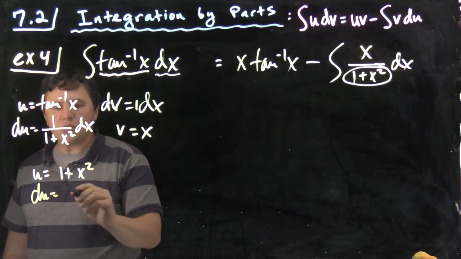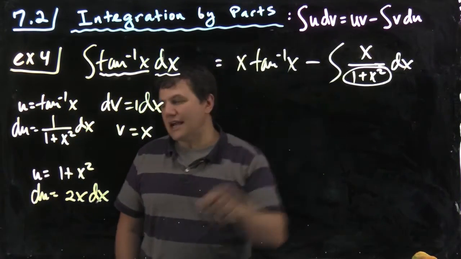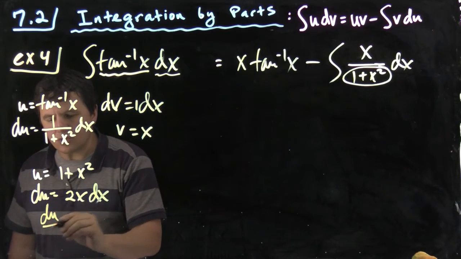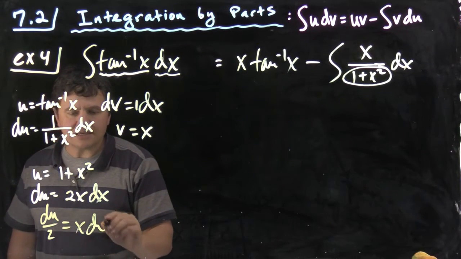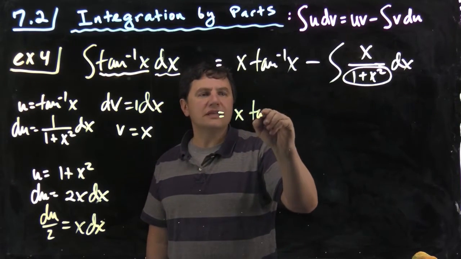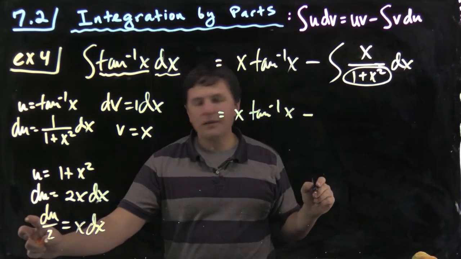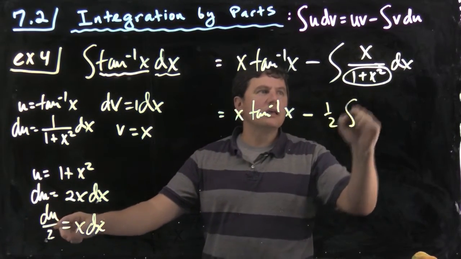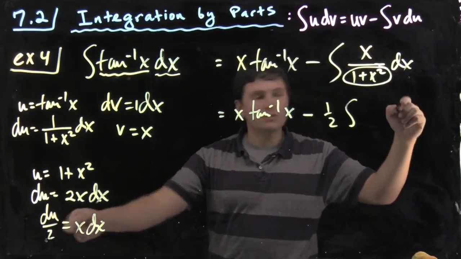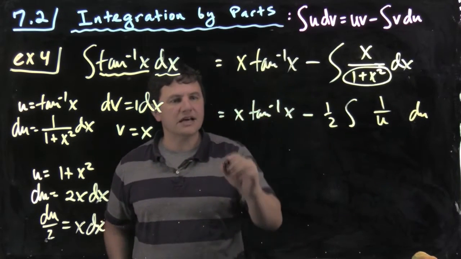So the du is equal to 2x dx. I want to replace the x dx, so I'm going to divide by 2. So du over 2 is equal to x dx. And now I'm ready to go. So x inverse tangent of x minus, I'm going to just go ahead and bring that 1/2 out front. x dx is replaced with the du, and I'm left with 1 over u, which we know the antiderivative of that.